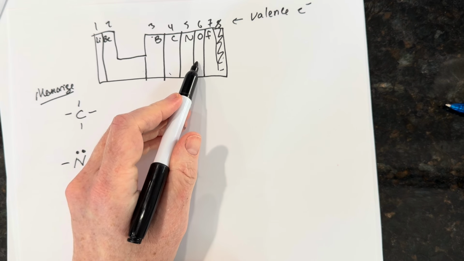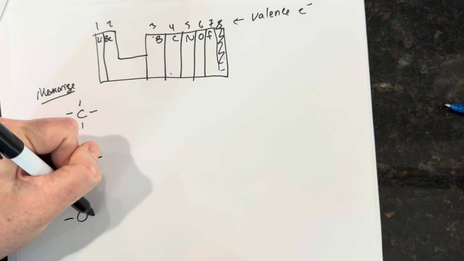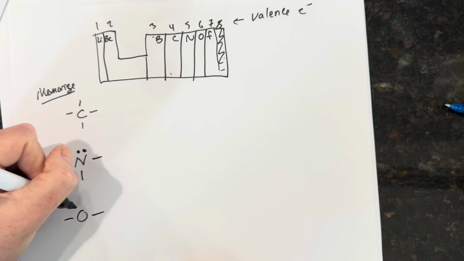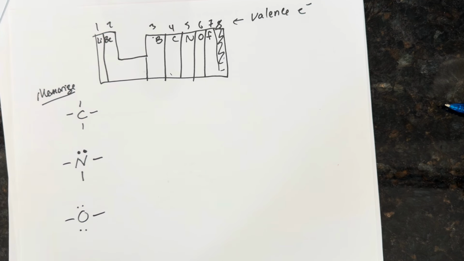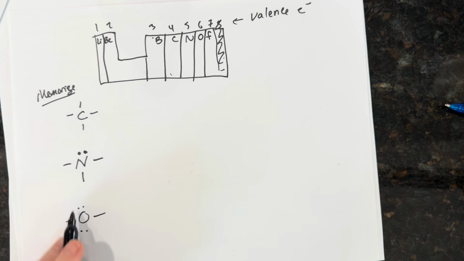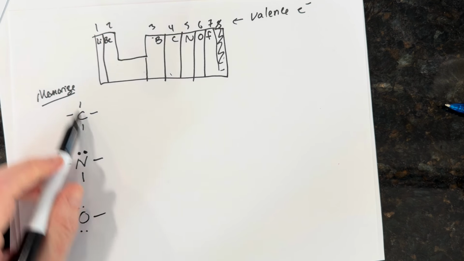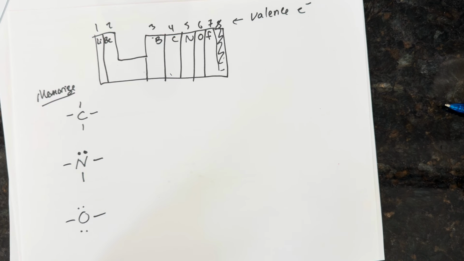Oxygen is right here. It has 6, so it wants 2 bonds to get to 8, right? And therefore, it takes on 2 bonds, and it has 4 dots on it. Okay. The dots are so that A, it follows the octet rule, but B, also that's how you need to figure out its formal charge.